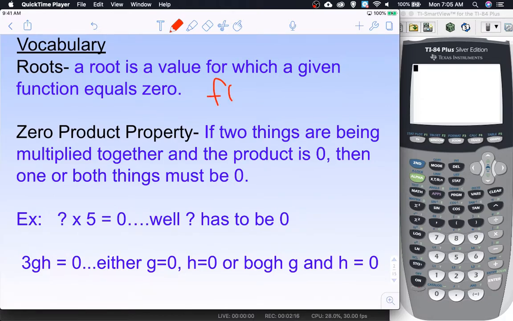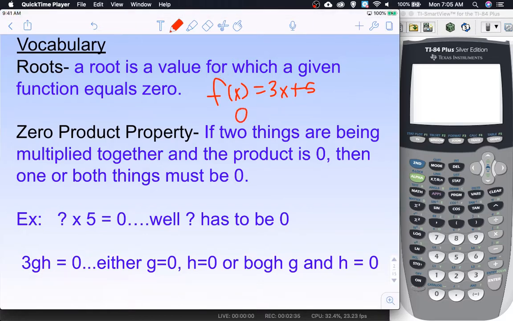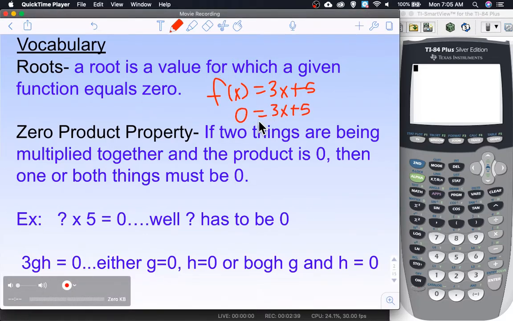Here, a little weird other notation. F of x equals 3x plus 5, whatever. If I'm looking for the root of this function, all I'm going to do is say, okay, this piece here acts kind of like our y variable. So I'm going to set it equal to 0. If I would solve this equation, I would find the root of the function. This is weird. We haven't really seen this. We're not going to see a whole lot of it.